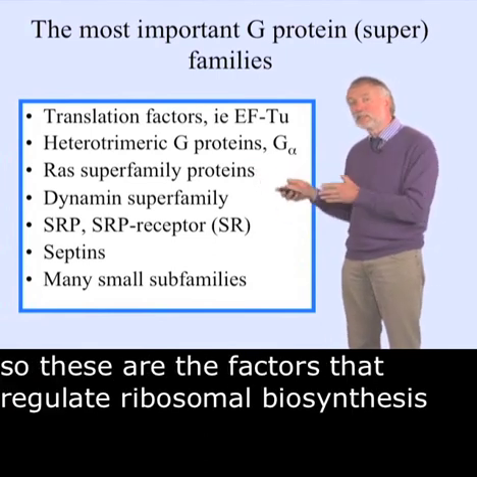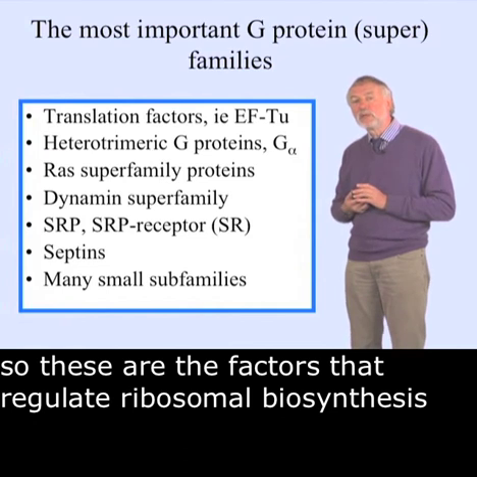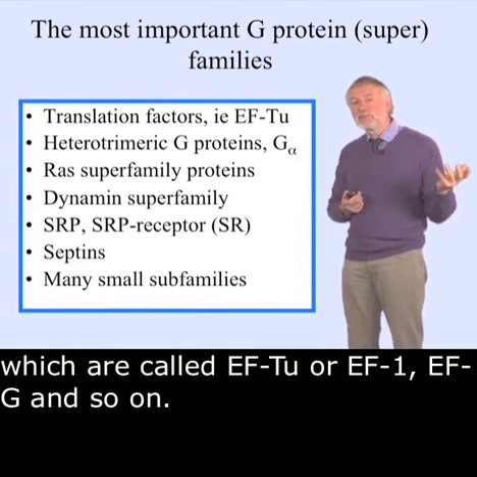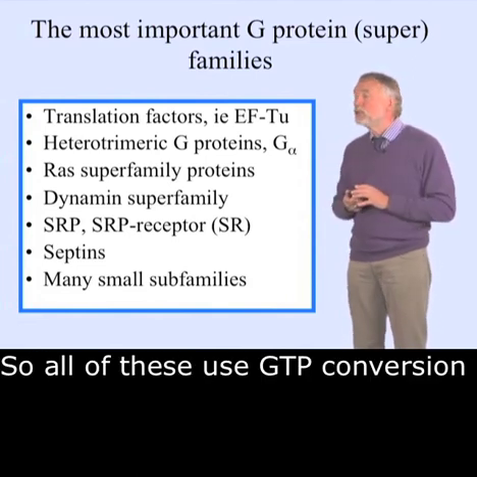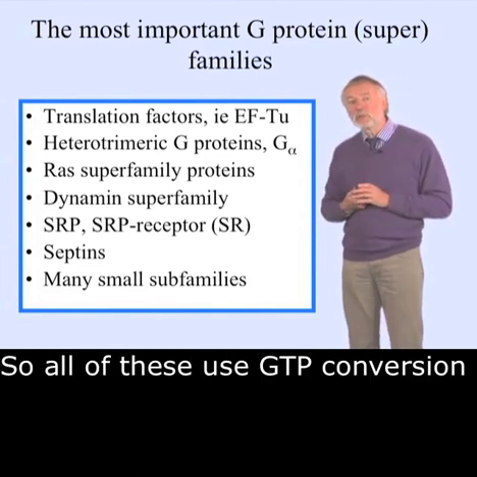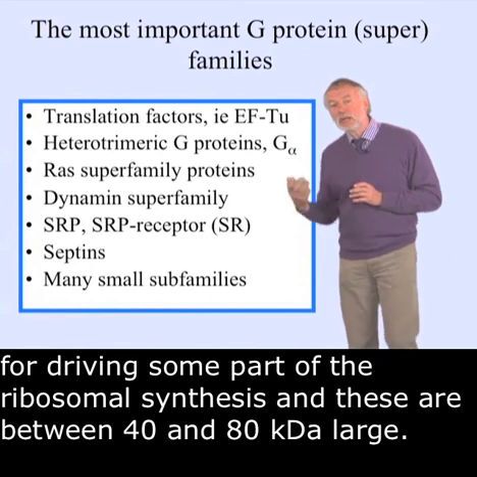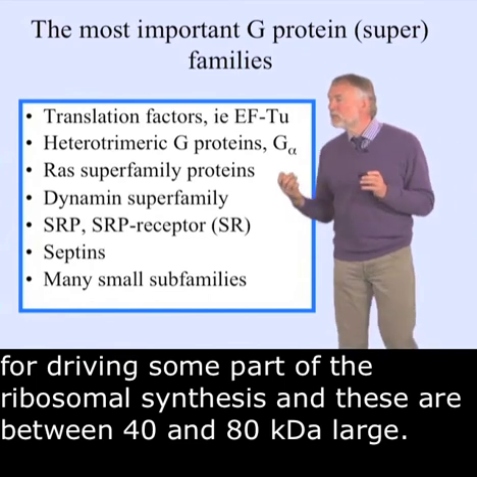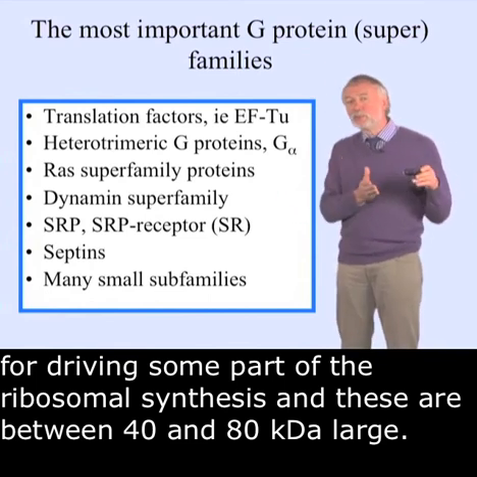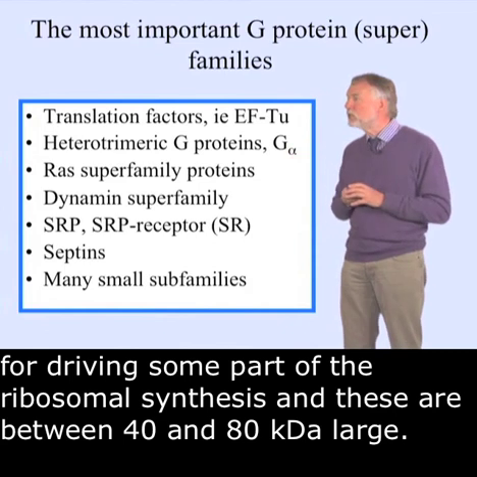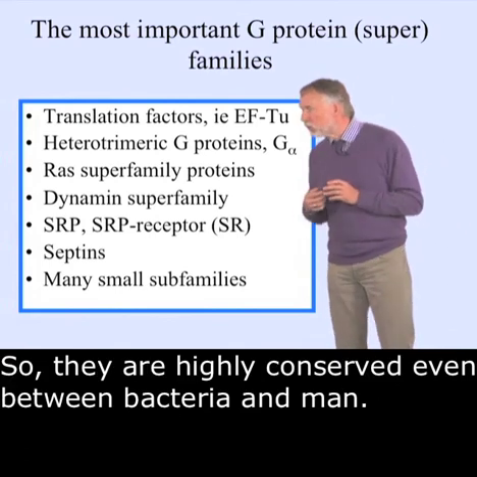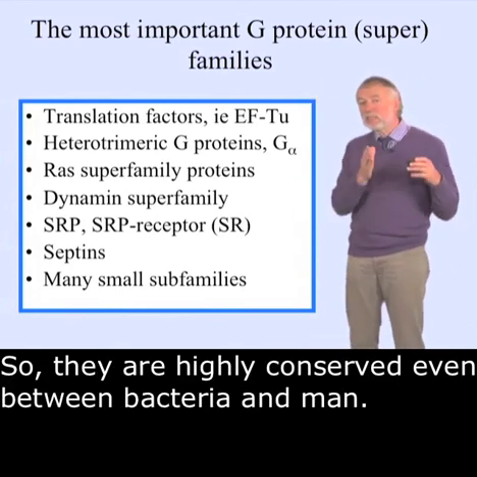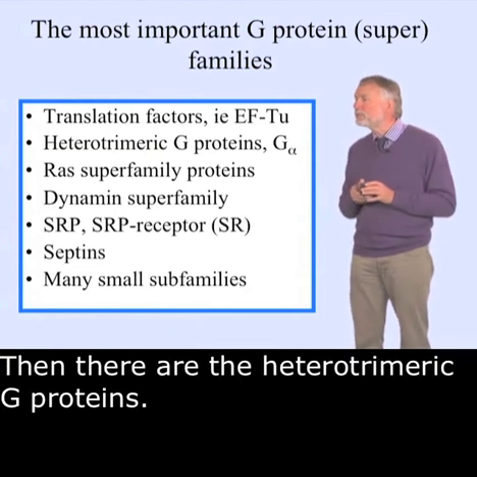So these are the factors that regulate ribosomal biosynthesis, which are called EF-Tu or EF1, EF-G, and so on. All of these use GTP conversion for driving some part of the ribosomal synthesis. And these are between 40 and 80 kilodalton large. And these are the most highly conserved G proteins in the database. So they are highly conserved even between bacteria and man.